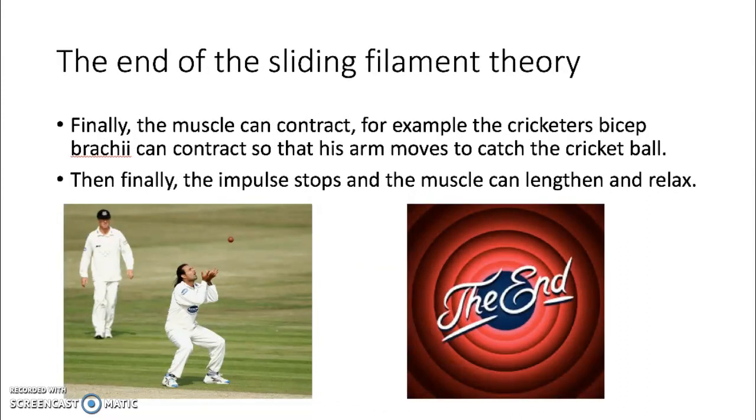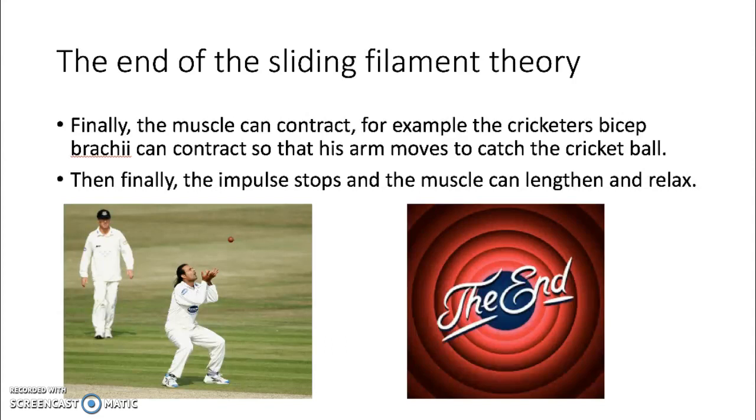At the end of the sliding filament theory, the muscle can contract. For example, the cricketer's biceps brachii and other muscles in his arm will move and contract to catch the cricket ball. The muscle contracts, which causes it to move.